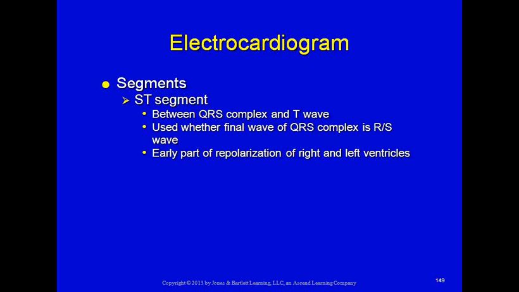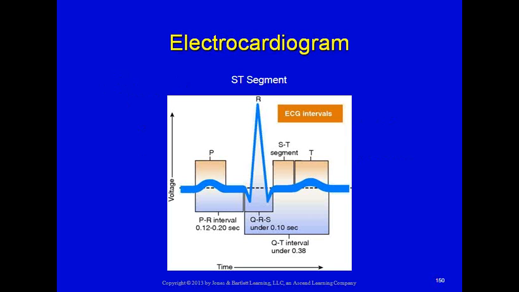It represents the early repolarization of the right and left ventricles. So here you can see the ST segment identified, and if the ST segment is elevated, that might be an indication of injury. If the ST segment is depressed, that might be an indication of ischemia. And when I talk about elevated or depressed, I'm referring to its reference to the isoelectric line. If the ST segment is elevated above the isoelectric line, then that's injury. If it's depressed below the isoelectric line, then that's ischemia.